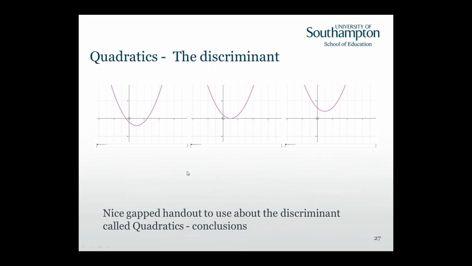So those are 3 graphs, very, very tiny, but it's just showing exactly what I've just written. So yeah, it's called Quadratics Conclusions, which is a gapped handout that I've done for the discriminant.